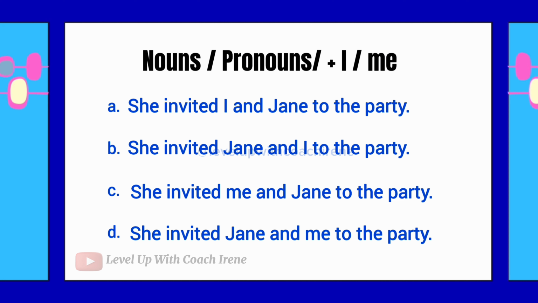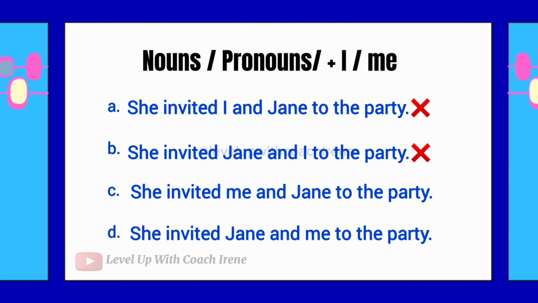In this sentence, we are going to be using the object pronoun because the noun and pronoun are receiving the action. So we are going to use me. That makes the first and the second sentence incorrect. The correct way to say it is, she invited Jane and me. The third sentence is grammatically correct. However, like we earlier said, you have to always put the other person first, especially when it comes to something positive. Therefore, the correct answer is D.